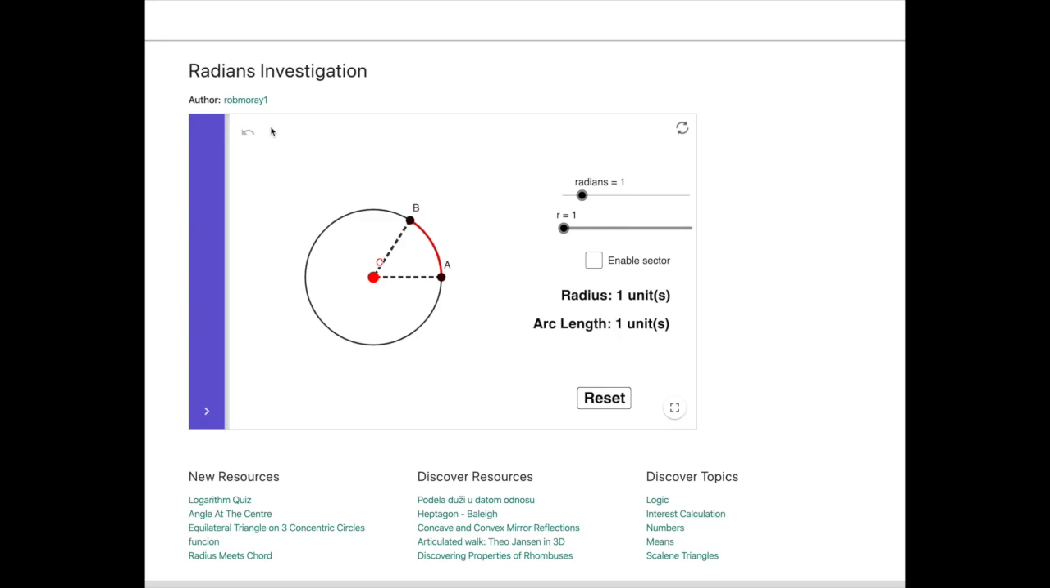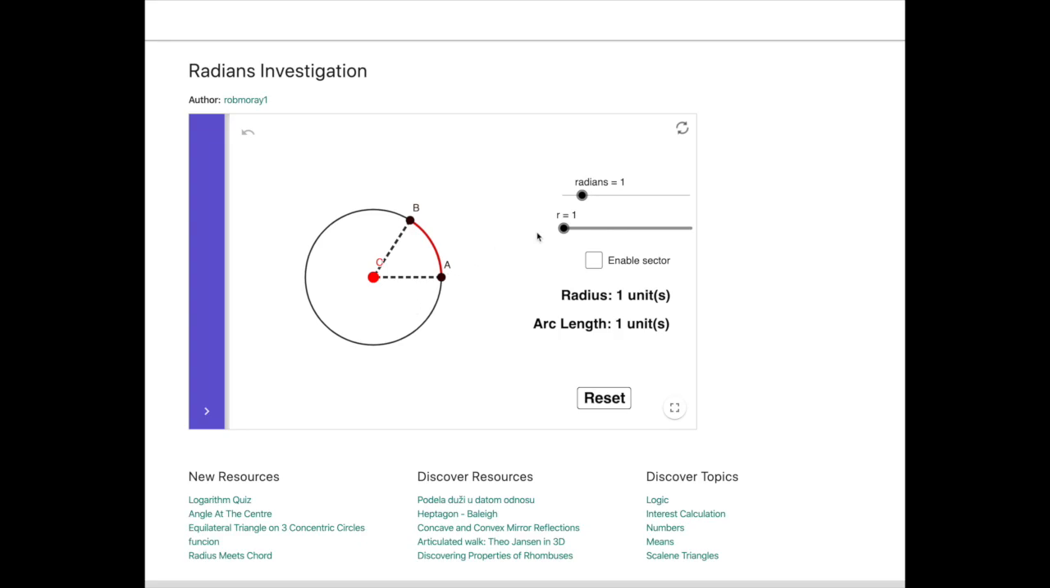1 radian is defined such that the length of the arc, what we call the intercepted arc. Okay, so you can imagine this is like an arc. So when the measurement of this arc is exactly equal to the measurement of the radius, then the angle is equal in measure to 1 radian. That's the definition of a radian there, okay?